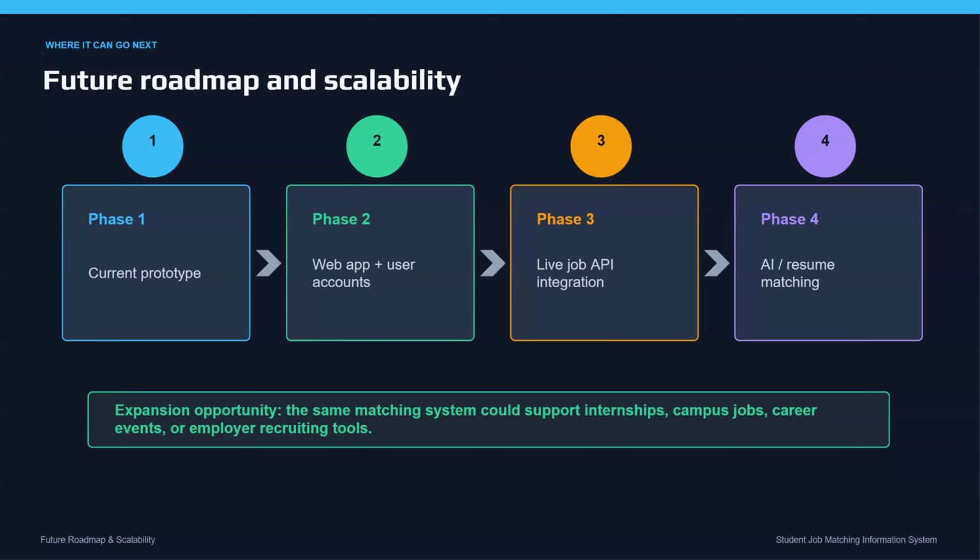And then right here, we'll look at our future roadmap and scalability. Phase one right now is just our current prototype, what we have. Phase two would be having a web app and user accounts. Phase three would be a live Java API integration. And phase four would be AI, having a little chatbot and resume matching, as most jobs are using AI to go through resumes now. And with the expansion opportunity, the same matching system could support internships, campus jobs, career events, and employer recruiting tools.